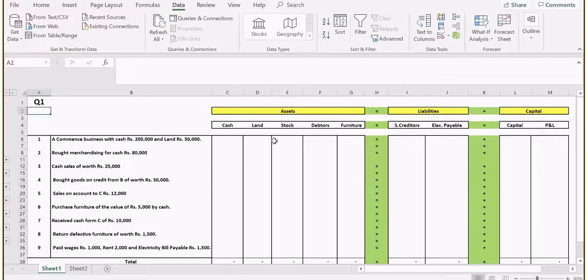So let's begin with this practical example wherein I plotted 9 entries and we need to see how it can be plotted in the accounting equation form. Okay, so first entry is A commenced business with cash rupees 2 lakh and land rupees 50,000. This means that A has started a new business wherein A is bringing 2 lakh rupees of cash and 50,000 worth of land in the business.